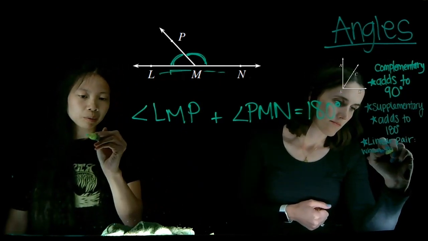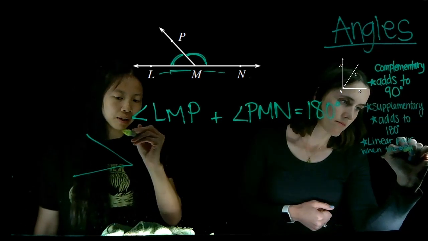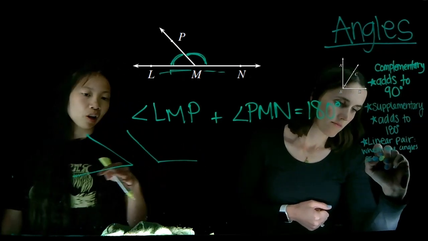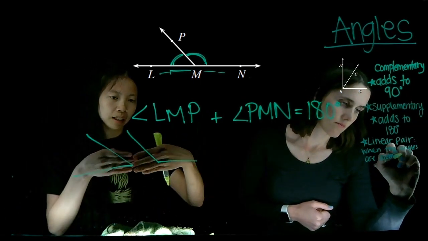You can also have supplementary angles that look like this if I were to separate that, but they just weren't connected. These would also be considered supplementary because if I joined them together, it would make that 180.